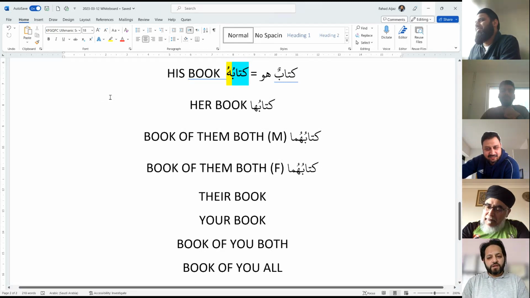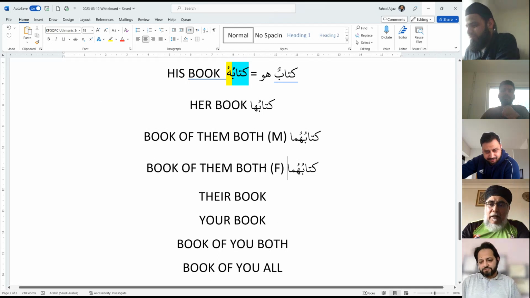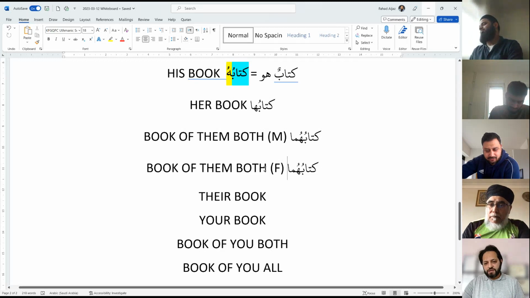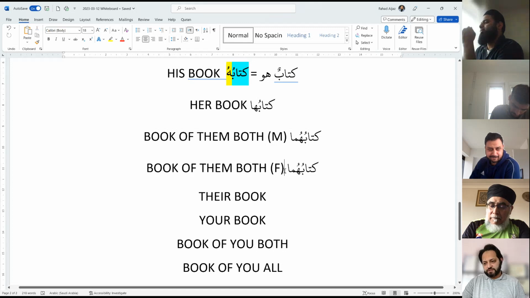Right. Okay. So the book of them both feminine would be exactly the same. Kitabuhuma, because the attached versions are the same. The way you will differentiate is by looking at the wider context of the ayah, what comes before. Okay.